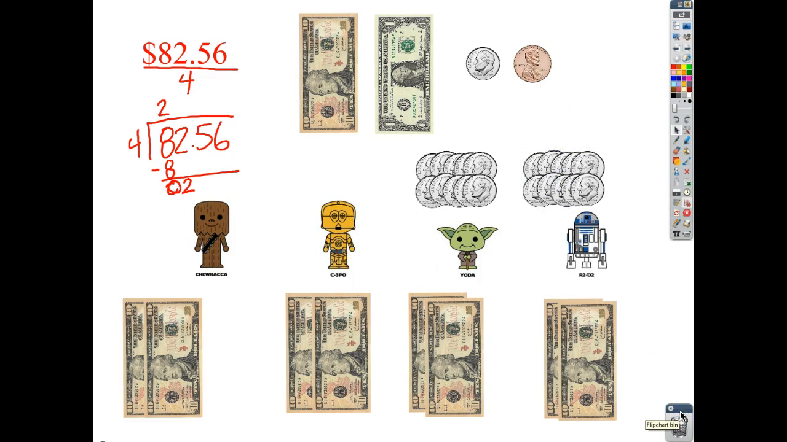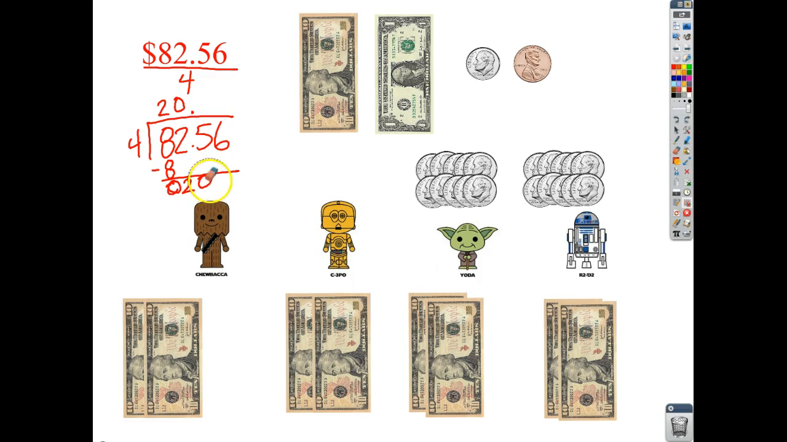Now what I've done is taken these 2 ones and turned them into 20 dimes, or 20 tenths. I didn't have enough to share with the ones, so I converted them into dimes. And what am I going to do with these dimes? I've got 20 of them. I'm going to share them with 4 people. And actually, I should say I made a little bit of a mistake.